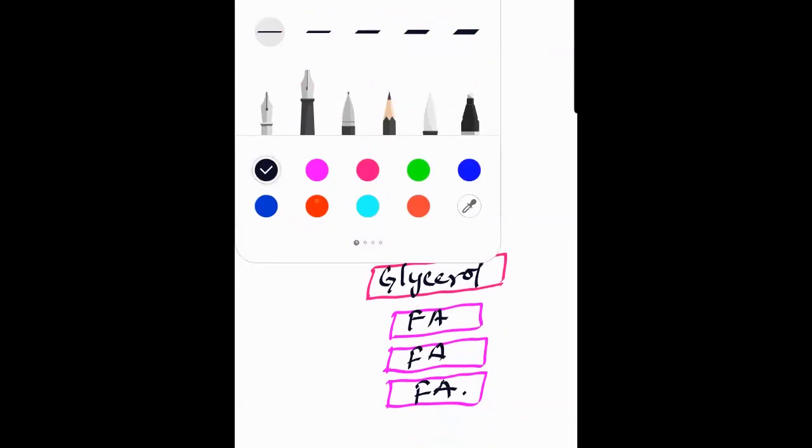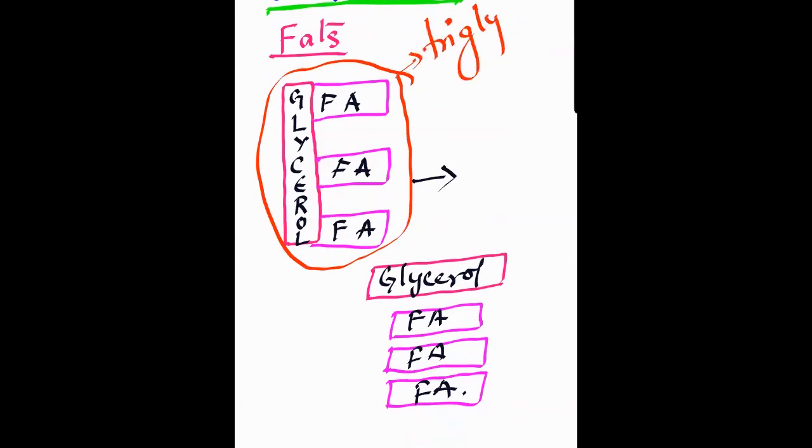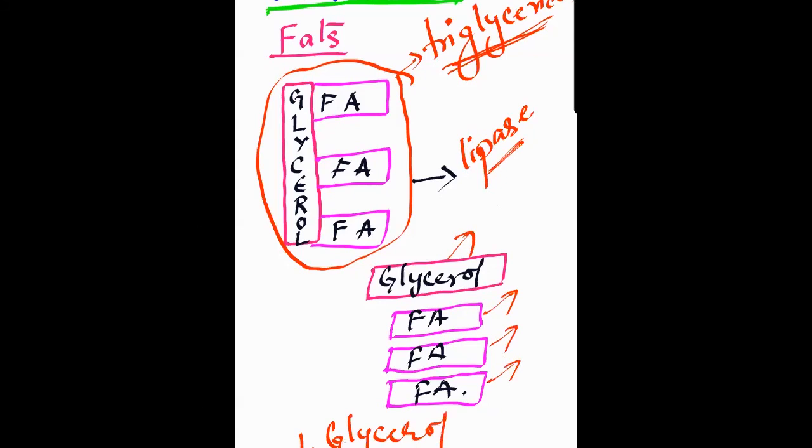Now you see here, this whole thing is called triglycerides. But when you digest it by an enzyme, which enzyme? Lipase. Then you will get glycerol separately, and fatty acid, and fatty acid. So one molecule of glycerol and three fatty acids you will get. So this is how fat will be digested. Later on we'll see.